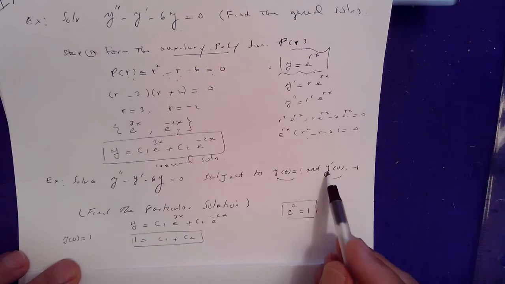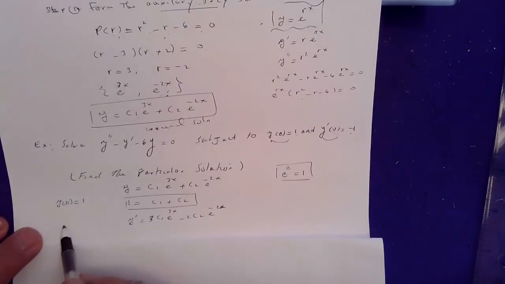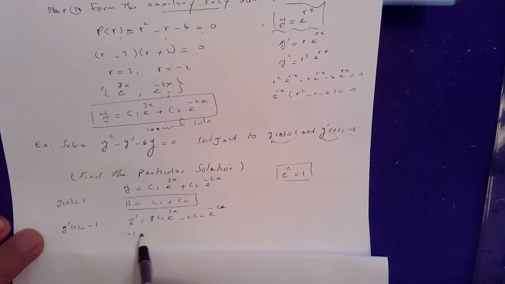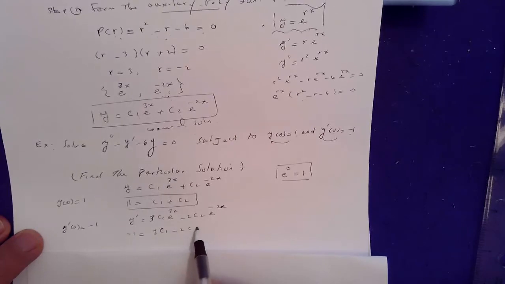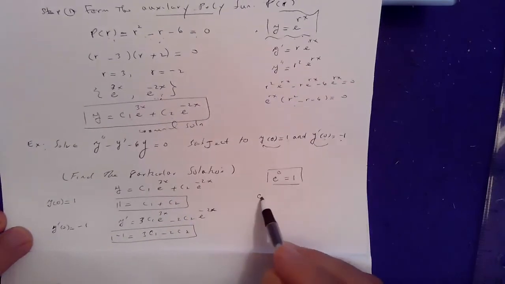The next one is y prime of 0 is -1. So I have to take the derivative of my general solution, which is 3c1 e to the power of 3x minus 2c2 e to the power of -2x, correct? Now I'm going to impose this condition, y prime of 0 is -1. That means y prime is -1 when x is 0. So I'm going to get 3c1 minus 2c2, correct? And this is my second equation. Now I'm going to form what?